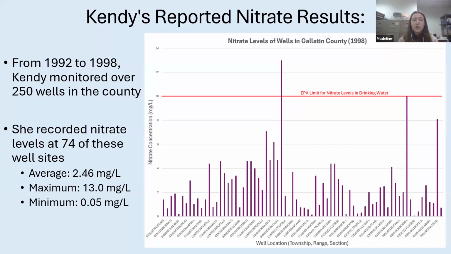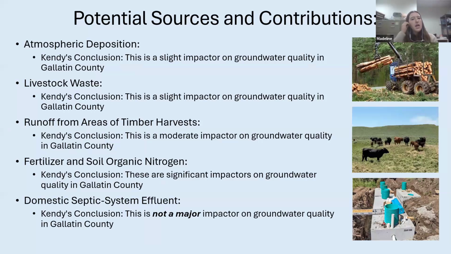And so she then touches on what kind of contributes to these nitrates, and some of these potential sources. So Kendi hinted at 5 different potential contributors, from least impactful to most impactful, they go atmospheric deposition, livestock waste, runoff from areas of timber harvest, and fertilizer and soil organic nitrogen. And then we'll touch on the septic system effluent here at the end. But she determined that atmospheric deposition was a slight impactor.